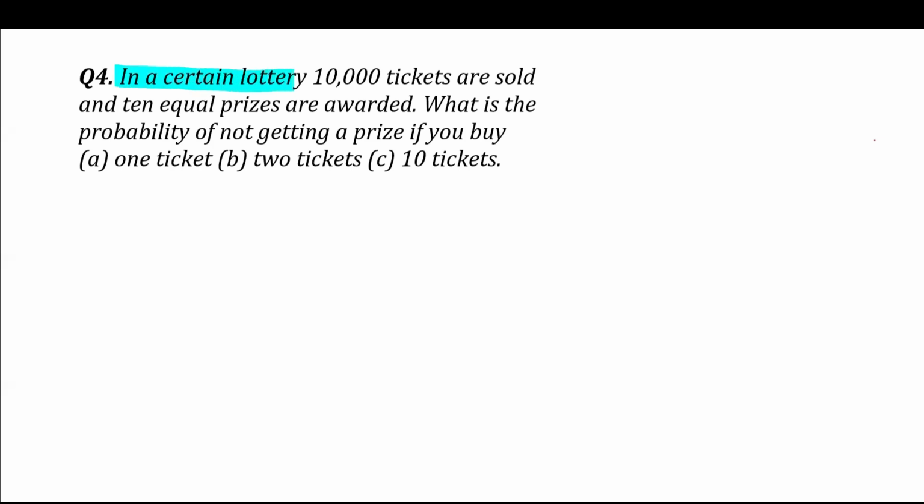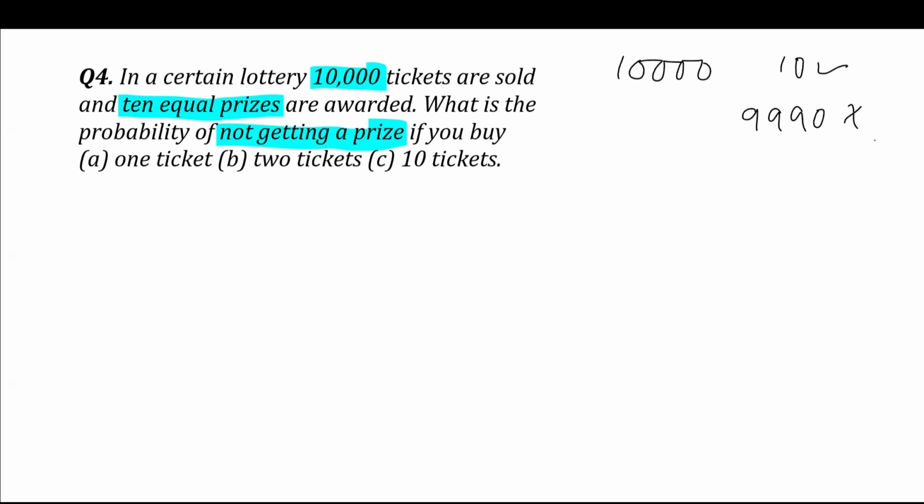In this question, it says in a certain lottery, there are 10,000 tickets sold and 10 equal prizes are awarded. What is the probability of not getting a prize if you buy 1 ticket, 2 tickets, and 10 tickets? So we have together 10,000 tickets and only 10 tickets have prizes. So we have to find the ones which do not have a prize. Out of this 10,000, only 10 tickets have prizes. So the remaining should be what? 9,990 do not have a prize.